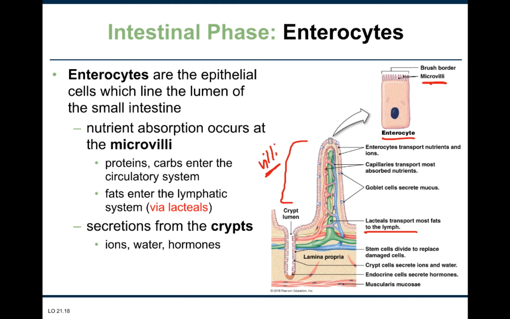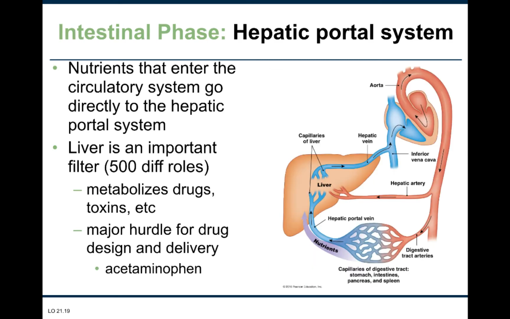Okay. But this is an important point right here: proteins and carbs are going to enter the capillary system, or the circulatory system, whereas the fats are going to enter the lymphatic circulation. And then we also have the luminal crypts here, where there are more secretions. Okay, so we've learned about villi and microvilli.